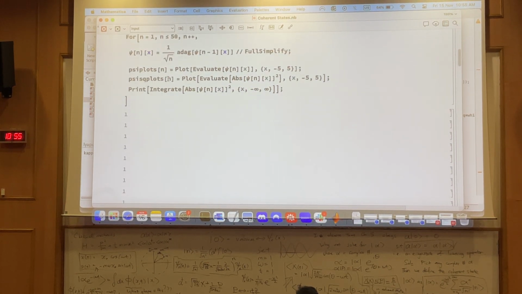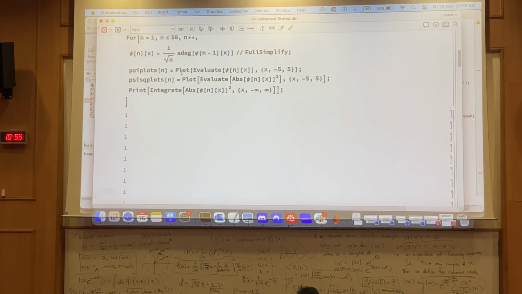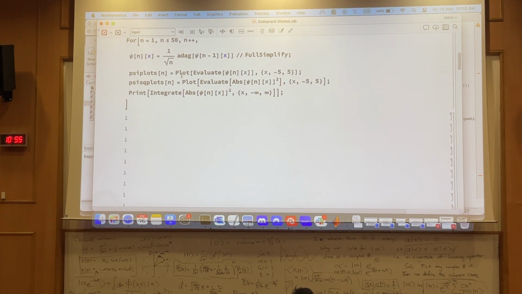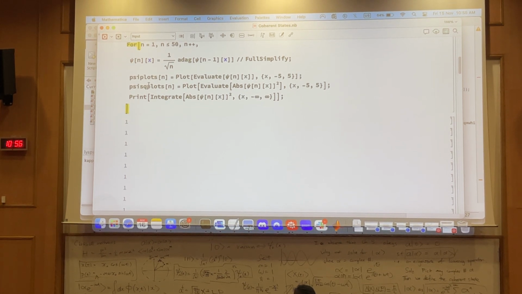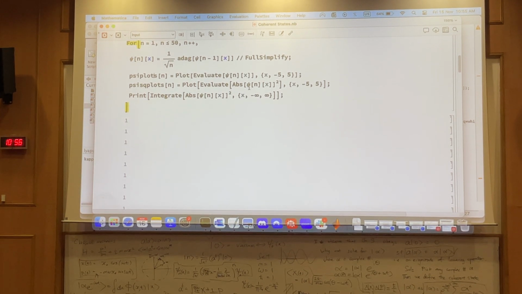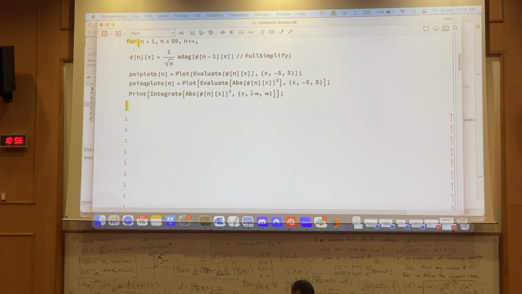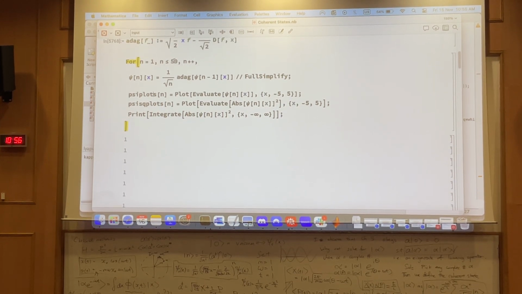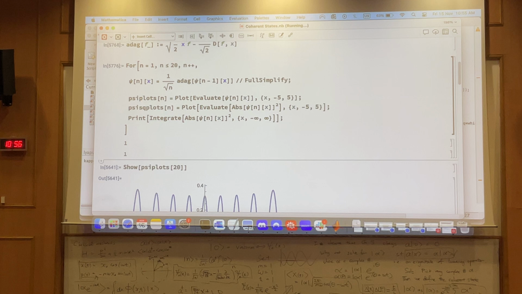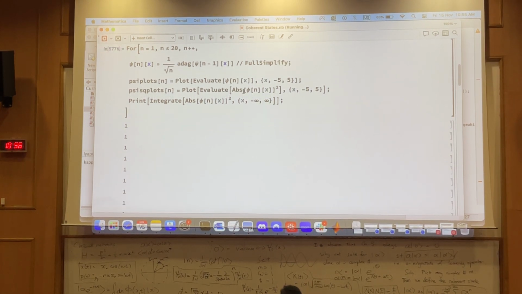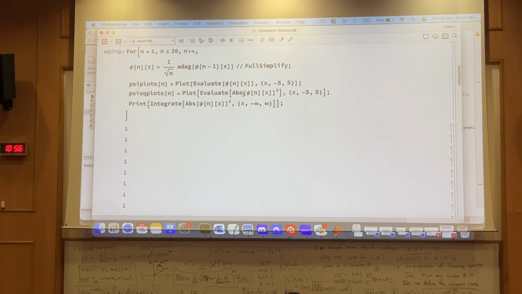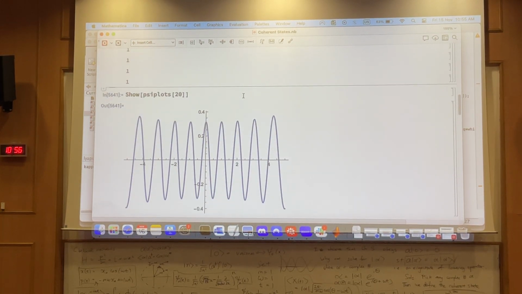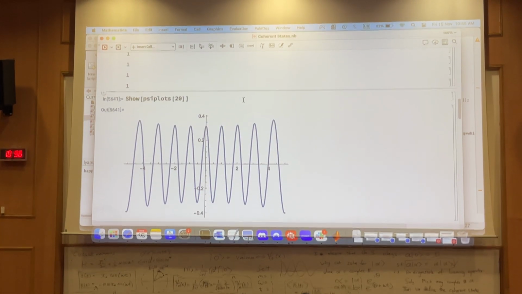And then for good measure, I'm going to show you some plots of what they look like. First of all, this is the plot of the function itself. This is the plot of the function's mod square. And I'm also going to integrate just to see whether or not the area is 1. You know what, let me just do it for 20, because it takes too long otherwise. Okay, eventually you finish. Good. So I've defined 20 wave functions.